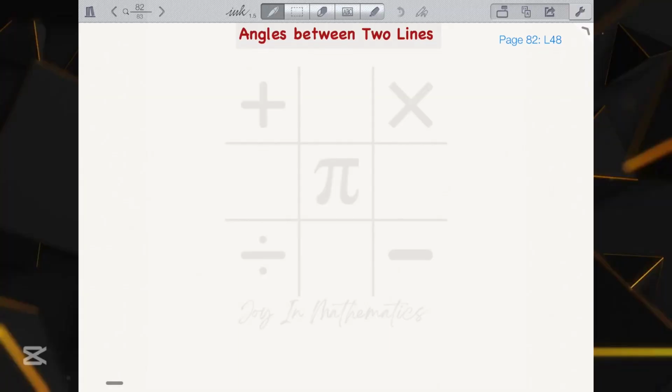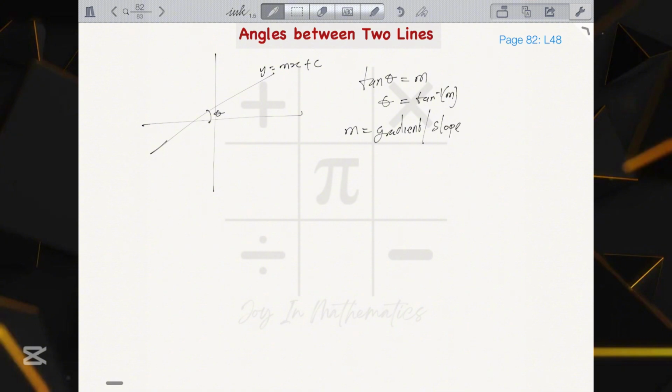Now, in our previous lesson, we learned about angles of a line. That means when we have a straight line with the equation y equals mx plus c, the angle it makes with the x-axis can be derived using tan theta equals m. So theta will be arctan m, where m is the gradient or slope.